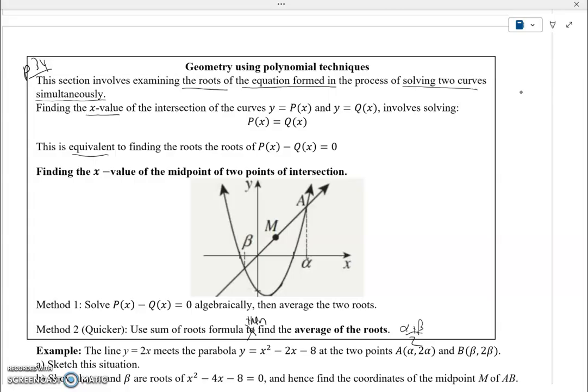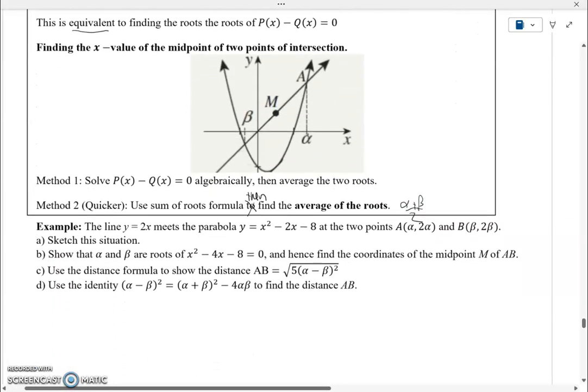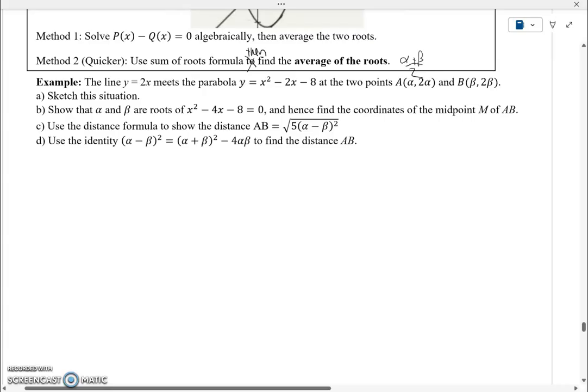Okay, I'm going to skip this little bit of theory. We'll get to it when we have to do a question. This one here: the line y equals 2x meets the parabola, that parabola there, at the points A and B. They've called A (alpha, 2 alpha), and maybe you can see why it's 2 alpha, because if x is alpha, the y value will have to be 2 alpha, because it has to lie on the line y equals 2x. And the point B, we're going to call (beta, 2 beta), because if x is beta, then y has to be 2 beta.